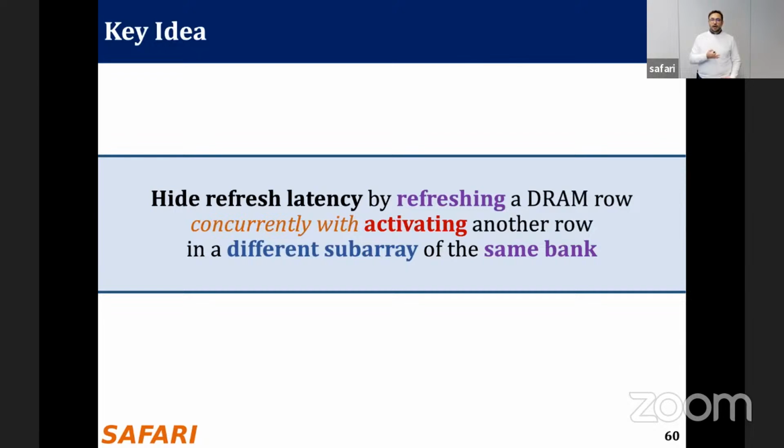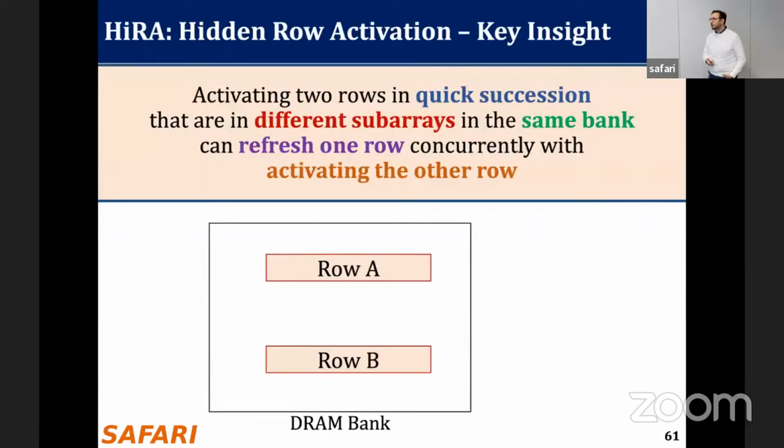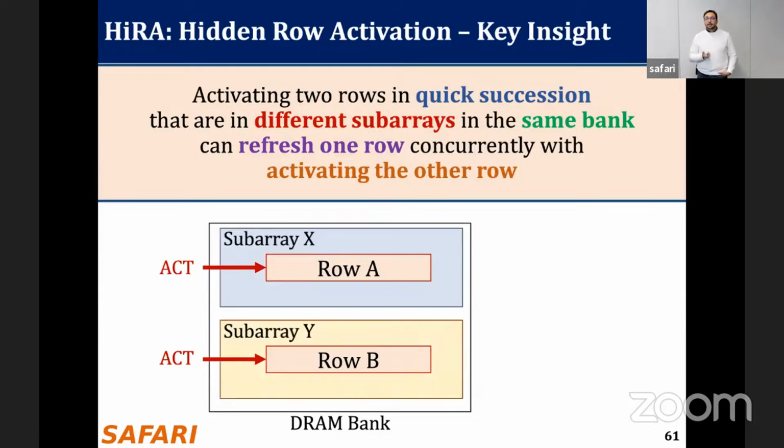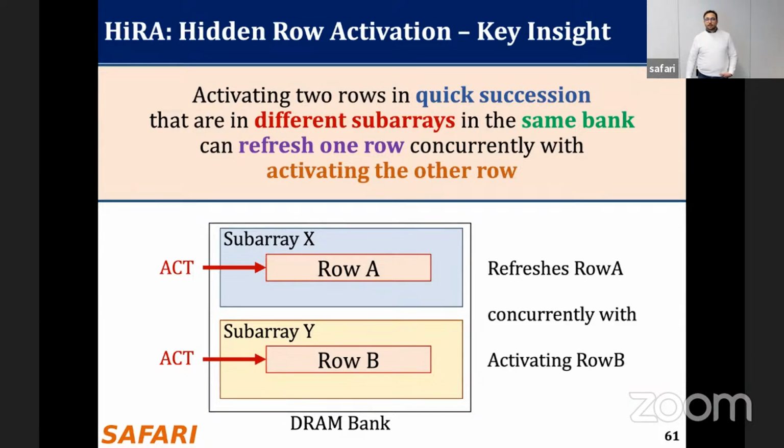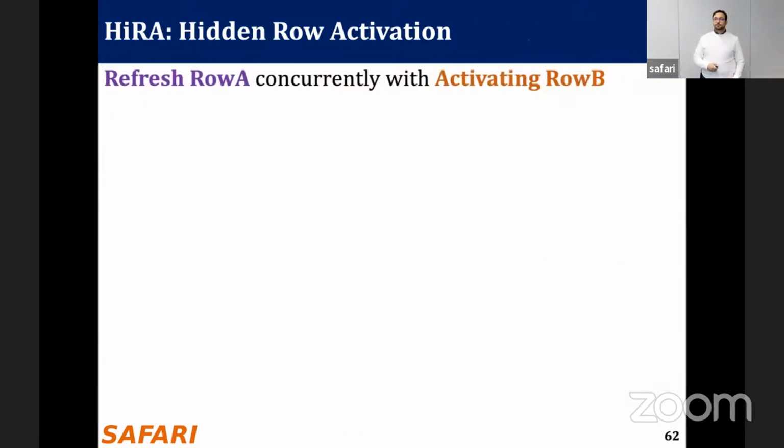And our idea is to hide this refresh latency by refreshing a DRAM row concurrently with activating another row in a different subarray of the same bank. And this is our hypothesis in this paper. We hypothesize that when we activate two rows in quick succession, this row A and row B, and if these rows are located in electrically disconnected subarrays, then we can refresh one row while activating the other row.